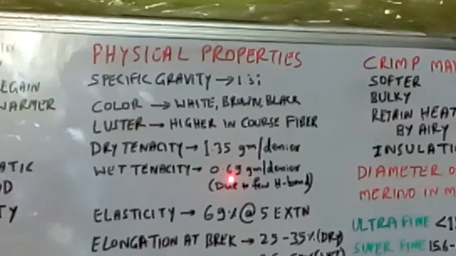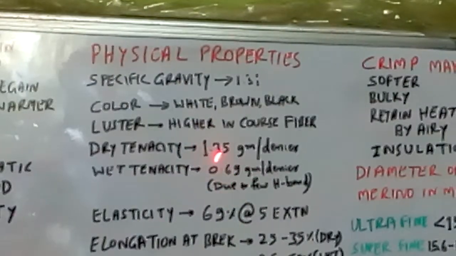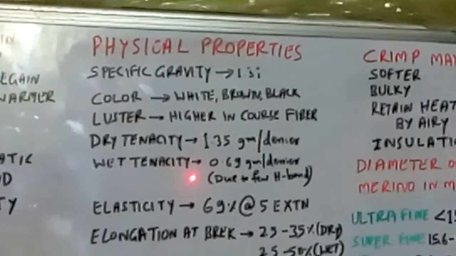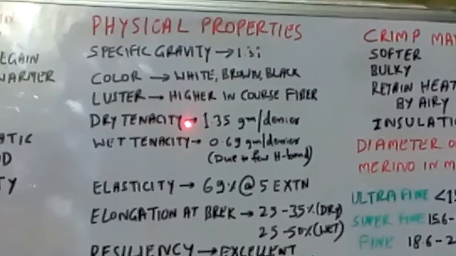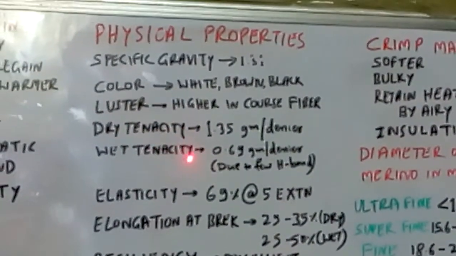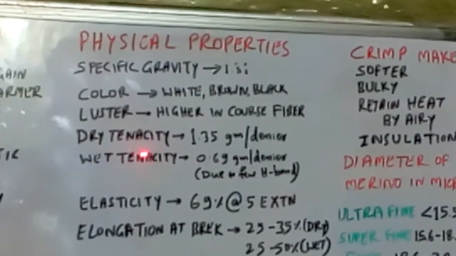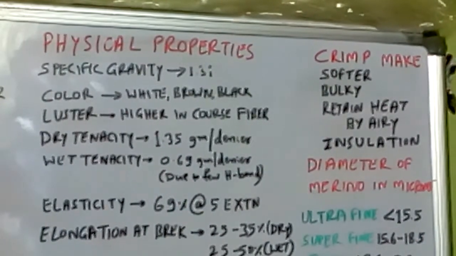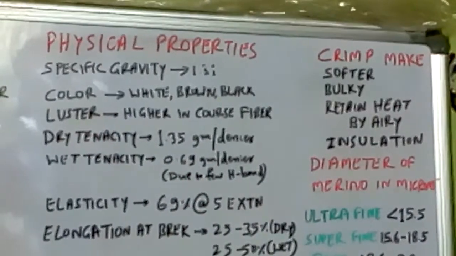See, in the case of cotton, what will happen? The tenacity, the strength, is more when wet and less when dry. But here it is reversed. The tenacity of wool for dry fiber is 1.35 grams per denier. For wet tenacity it is 0.69. This is an average, it may go up or down.